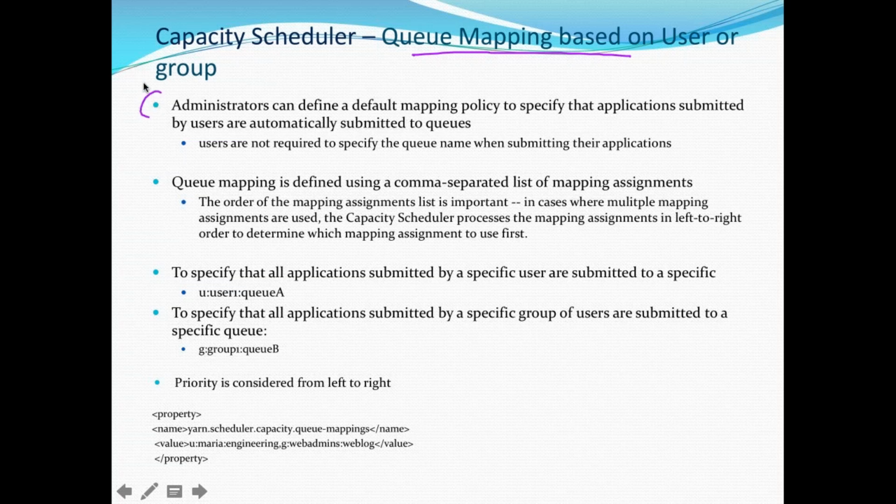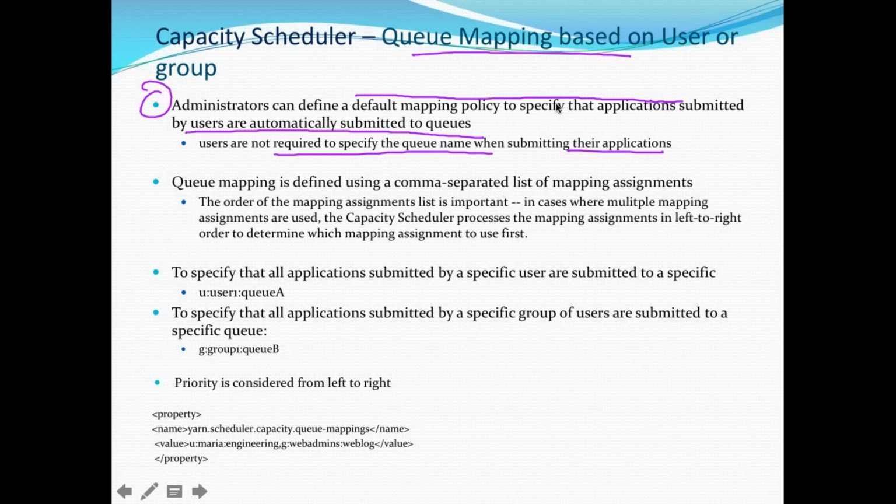Now, an administrator can define a default mapping policy to specify that applications submitted by a user are automatically submitted to the queues which have been defined. So the motivation here is that users are not required to specify the queue name when submitting applications. You will see that when we submitted a job in the last classes, it went by default into the root queue.